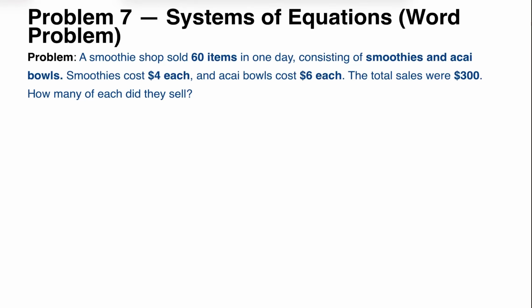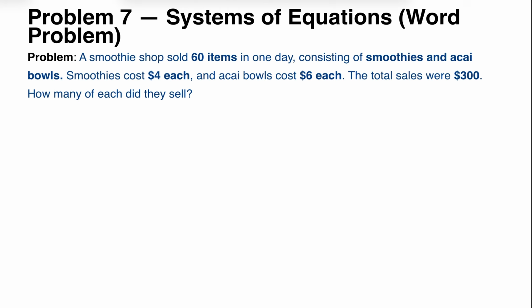Hello, now let's solve a real world system of equations. This one's about a smoothie shop that sold smoothies and acai bowls. What we're going to do today is use two equations to figure out how many of each they sold. Let's start by reading the problem.